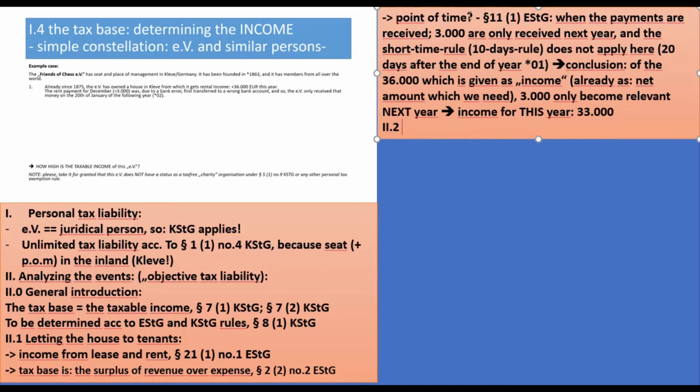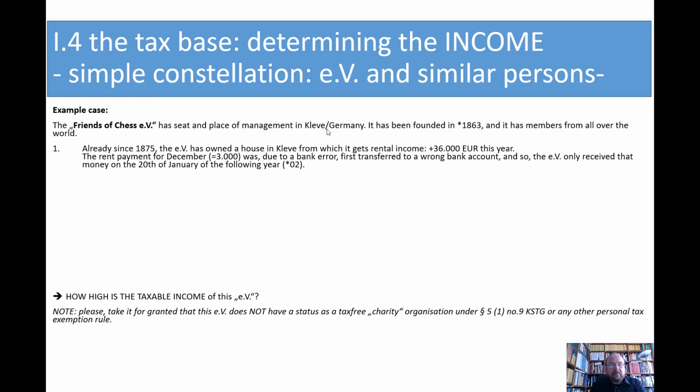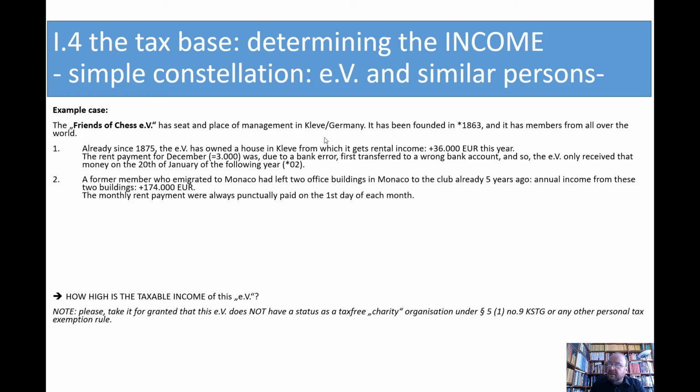And so let's go to the slide again and have a look what the second event can be. And here the second activity which our EV undertakes is that a former member who emigrated to the Principality of Monaco had left 2 office buildings in Monaco to the club already 5 years ago. The annual income from these 2 buildings is 174,000 euro, and the monthly rent payments were always punctually paid on the first day of each month. So, that helps us greatly, and so that is something which we are going to work on now.